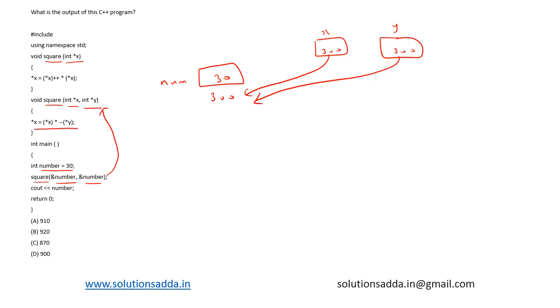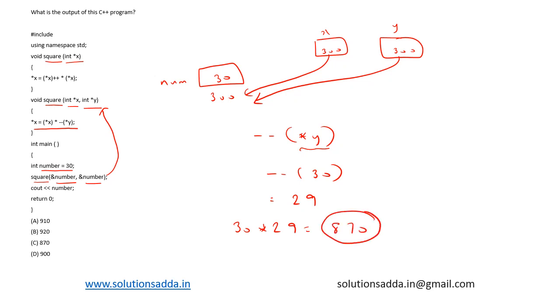Now this function gets executed. First of all, minus minus star y gets executed before multiplication because it has higher precedence. Star y returns the value in the address 300. It returns 30. Now we have minus minus 30, which is equal to 29. Now we execute star x. Star x means 30. 30 into 29, we get 870. This is the answer. So based on the options, option C, 870 is the correct answer.